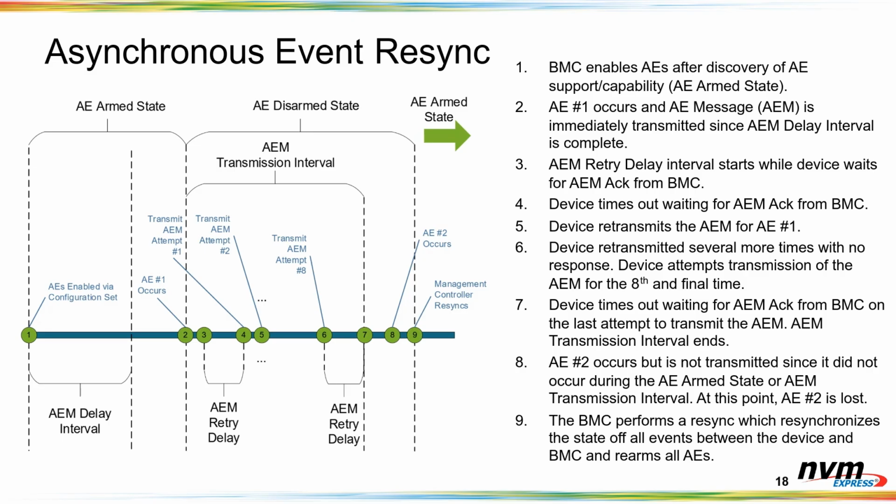At step 8, we have another asynchronous event occur, but it occurs during the AE disarm state. And so again, no AEM will be generated for it. And at this point, if the BMC comes back online, it may end up waiting forever for an asynchronous event message that will never come. And so if the BMC is unsure of the synchronization state, the BMC can perform a resync to get that current state and start everything fresh, as shown in point number 9 there.